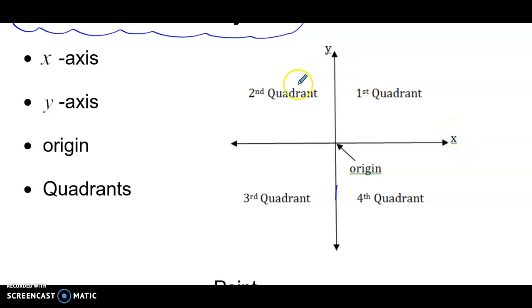These two lines divide our space into 4 quadrants. And our 4 quadrants are numbered starting here, first, second, third, fourth. And that order is set, and that is convention for labeling points in each quadrant. Where the two axes intersect is called the origin.